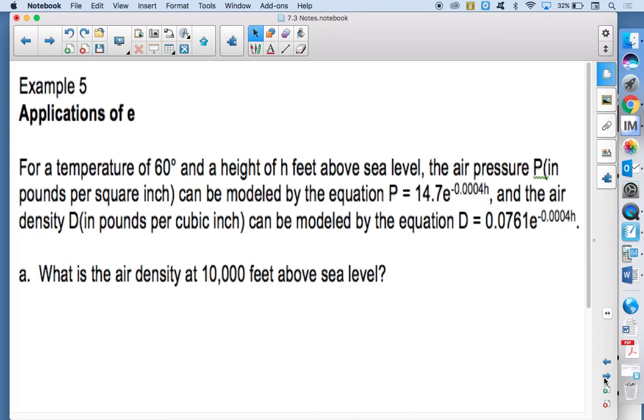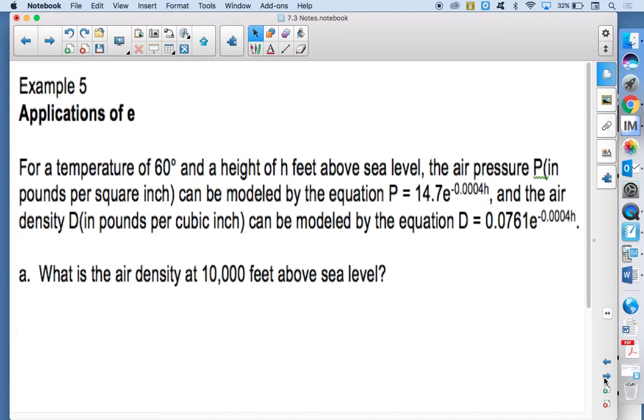It says the air pressure, which is measured in pounds per square inch, so that's like the pressure of the air pressing down on us, can be modeled by the equation P equals 14.7 e to the negative 0.0004 h. So somebody found this equation, they calculated it, they created it. They took measurements, came up with this value, and found that it actually relates to the value e, that we can make an equation involving this natural base.